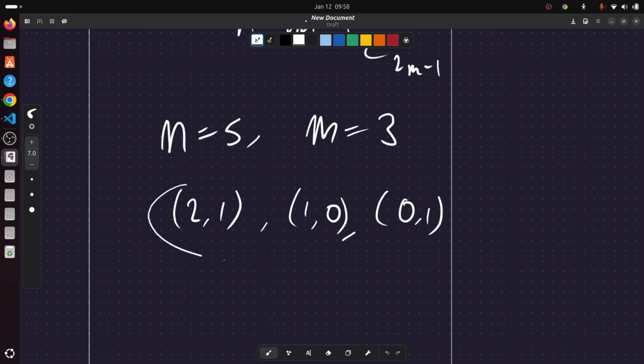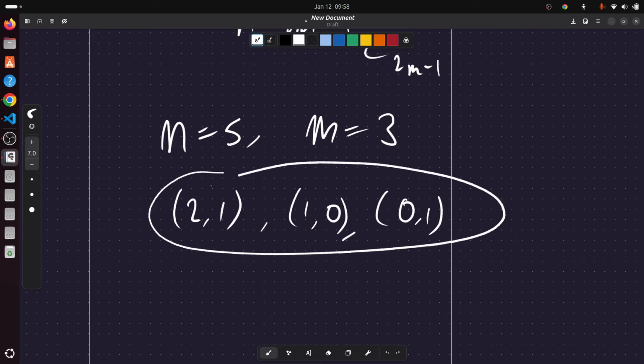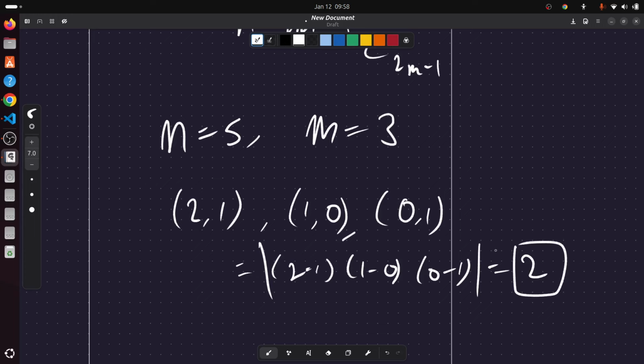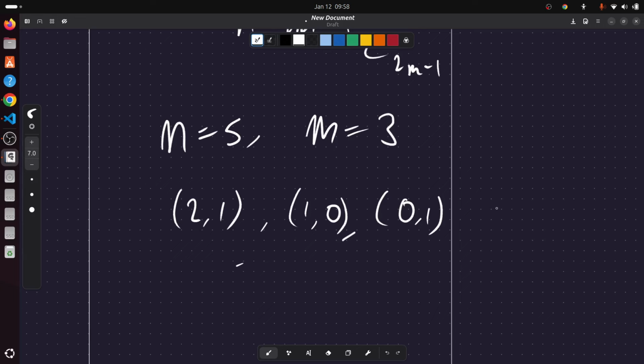For this combination, what is the value of the product? It is basically 2 minus 1 into 1 minus 0 into 0 minus 1, and the mod of that. So basically what we have is 1 into minus 1, so we have minus 1, and we take the mod of that, so we have 1, right? So this is one of the possible ways to break it.